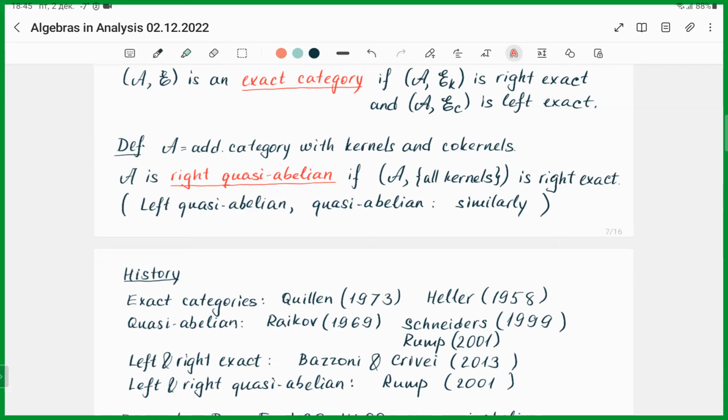Quasi-abelian categories were introduced by Rykov in 1969 under a different name, so he called them semi-abelian categories. And in 1999, they were introduced independently by Schneiders and also by Rump in 2001. One-sided exact categories, that is left exact and right exact categories, explicitly appeared in a paper by Bazzoni and Krivy of 2013. And in a special case, left and right quasi-abelian categories were introduced again by Rump in 2001.